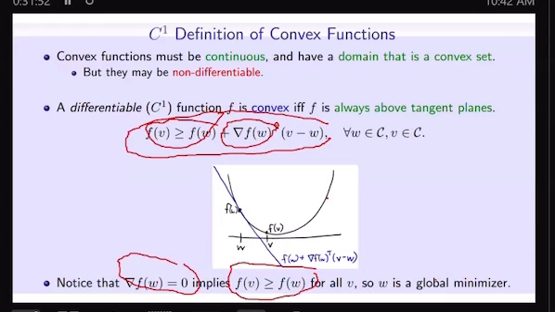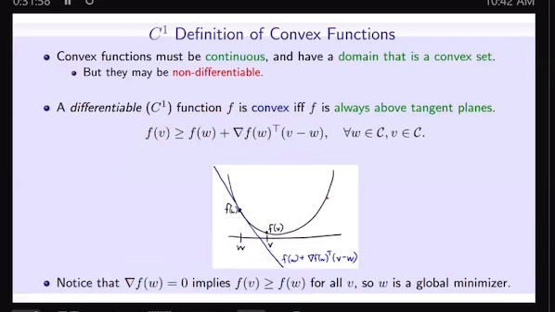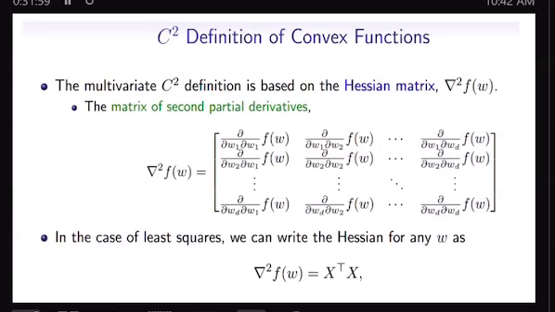Otherwise, we may not be able to guarantee a global minimum. I quickly want to move on. When I use C1, I talk about a continuous first derivative. If I'm using C2, I want to talk about a continuous function with both continuous first and second derivatives.